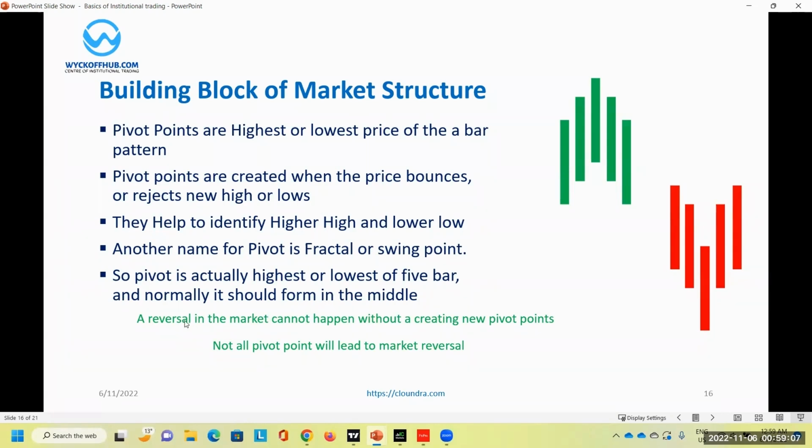A reversal in the market cannot happen without the creation of those pivot points, but not all pivot points will lead to a market reversal or retracement. When I say retracement and reversal, I can distinguish between them, as they are different phenomena. For example, a retracement on the weekly time frame is a reversal on the 4-hour, of the internal trend structure, which we will understand as we move along in our course.